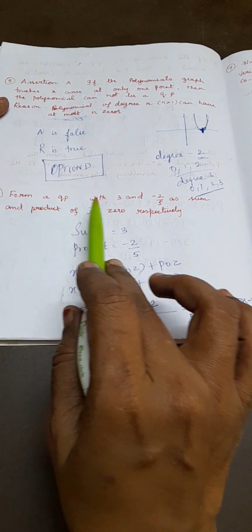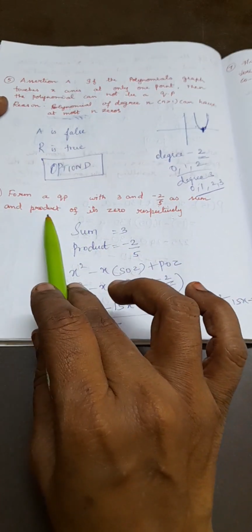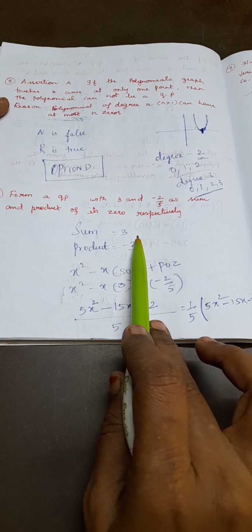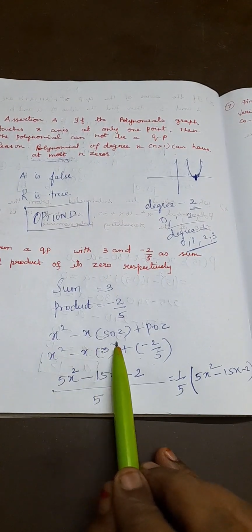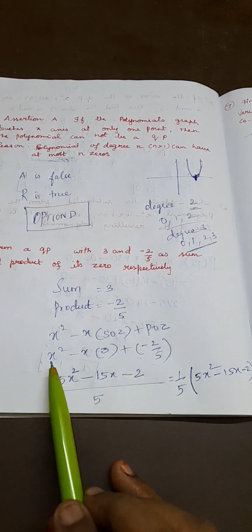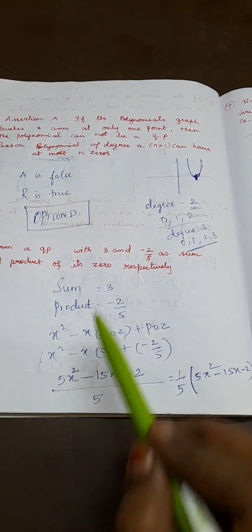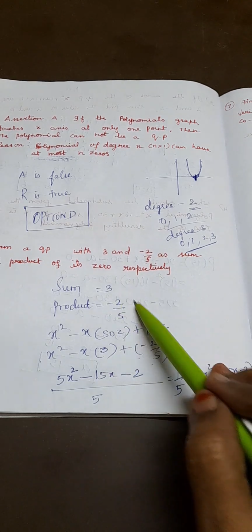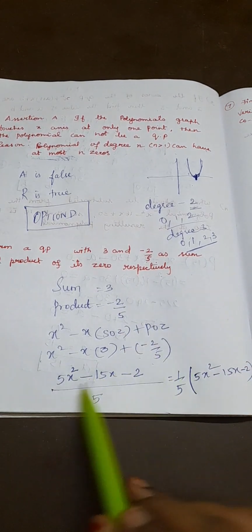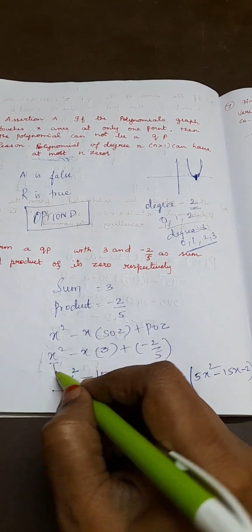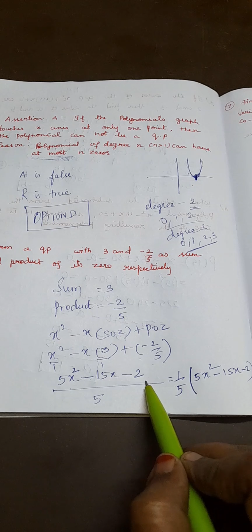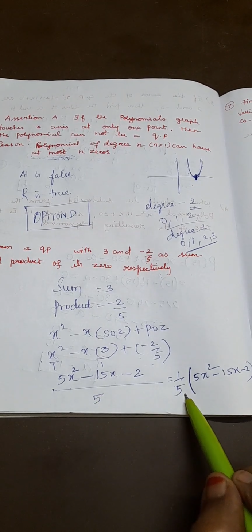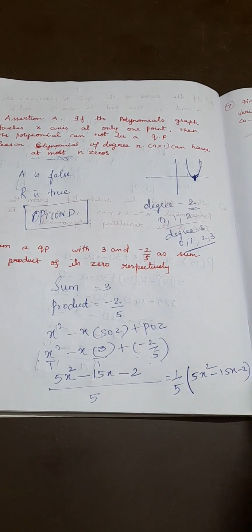Form a quadratic polynomial with 3 and minus 2 by 5 as the sum and product of its zeros respectively. Here the sum is 3 and the product is minus 2 by 5. So what I will get? x square minus x into sum of zeros plus product of zeros. So x square minus x into sum of zeros, which is 3, plus product of zeros, which is minus 2 by 5. So I have to take LCM 5. Here the number is 1 here, right? So we have to multiply: 5x square minus 15x minus 2 by 5. So you take 1 by 5 into 5x square minus 15x minus 2 is the answer, right? Shall we go to the next problem?